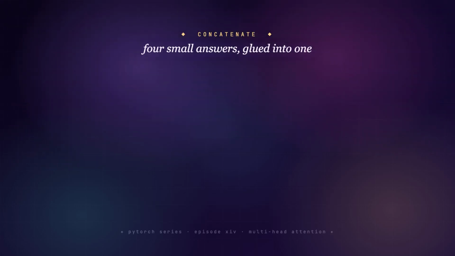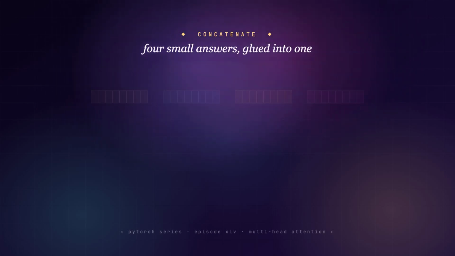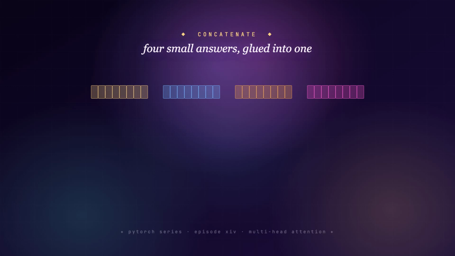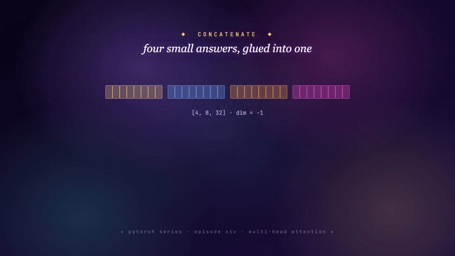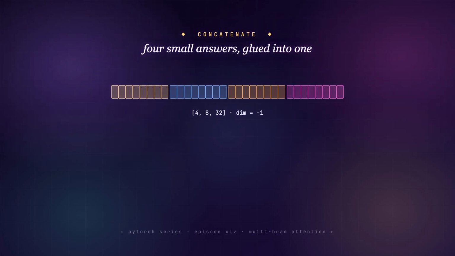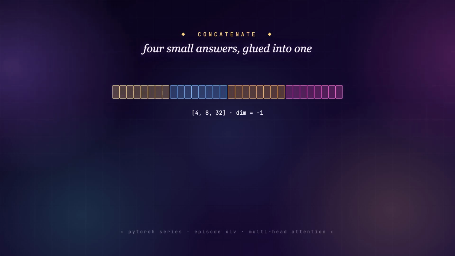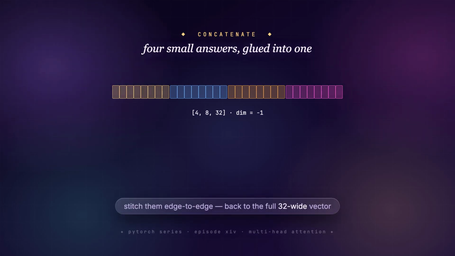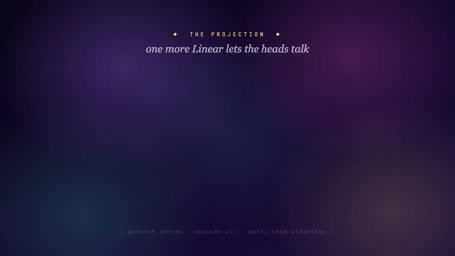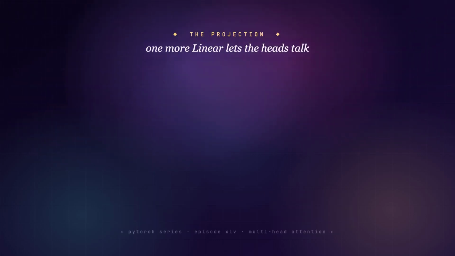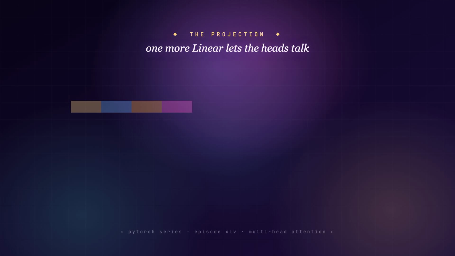Each head finishes with its own little output, a stack of 8 numbers per token. Now we stitch them back together. Concatenate. Lay the 4 heads' outputs side by side along the channel dimension, and you're back to one wide vector of 32. 4 small answers glued into one. But concatenating just parks them next to each other. They haven't actually talked yet.